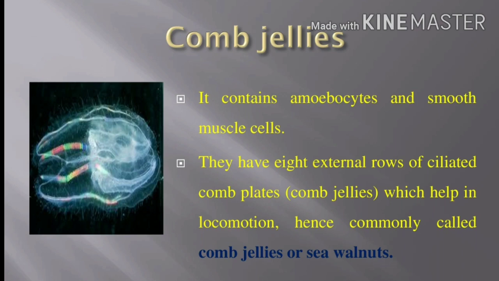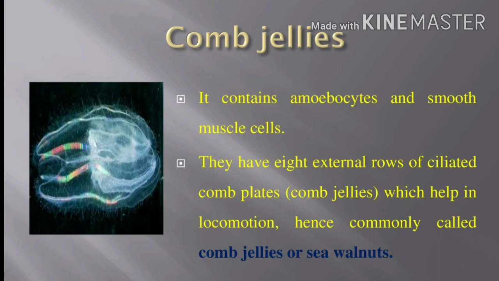The comb jellies have a structure with 8 external rows of ciliated comb plates. See the structure, it has 8 external rows. These are the rows of ciliated comb plates. What is the role of the ciliated comb plates of comb jellies? They are helpful in locomotion. What is the meaning of locomotion? That is movement. Cilia are always helpful for locomotion. Cilia are helpful for movement.